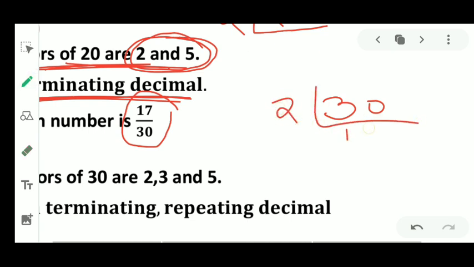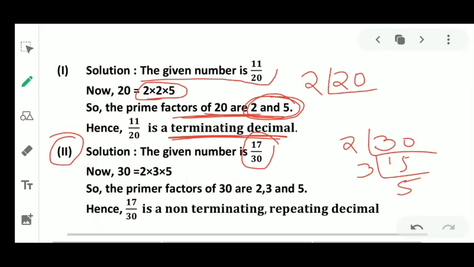So 2 15s are 30, then again 3 5s are 15. So 30 equals 2 into 3 into 5, and these are the prime factors of 30. But you clearly see that there is another number, 3, present here. So according to the rule, if the prime factors of the denominator are 2 and 5 only, then we can say the fraction is a terminating decimal. Apart from 2 and 5, if you get any other number, then it is not a terminating decimal.